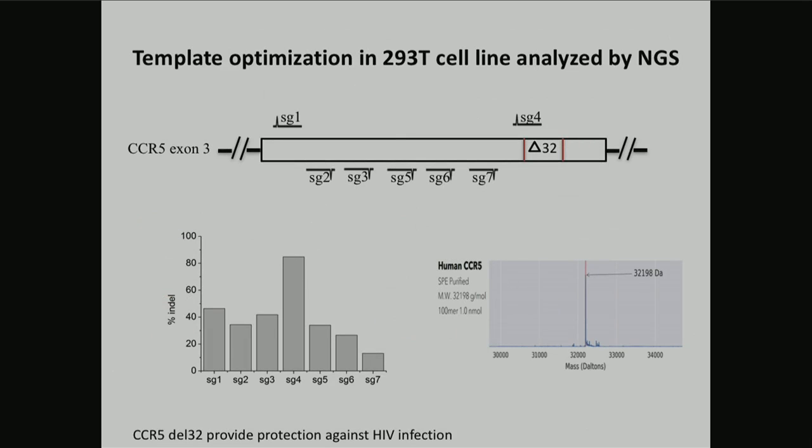So we are talking about the CCR5 gene. We just want to knock it out. It's relevant for HIV infection purposes. And we select the guide RNA with the highest efficiency in the cell line.